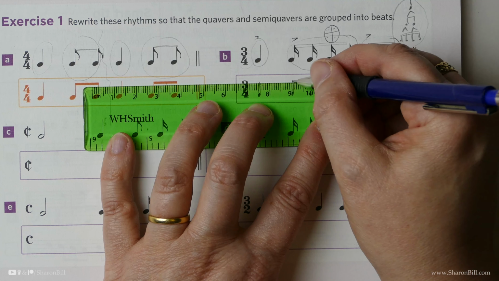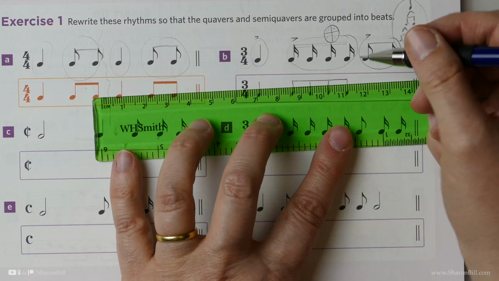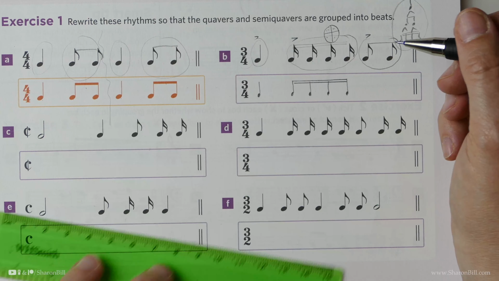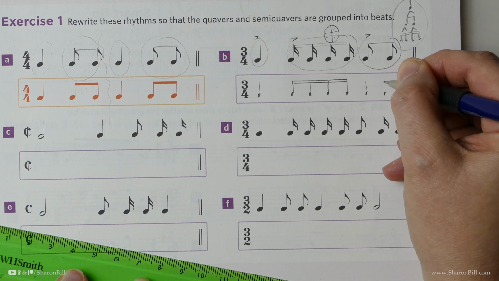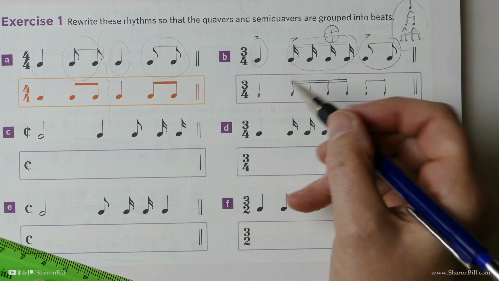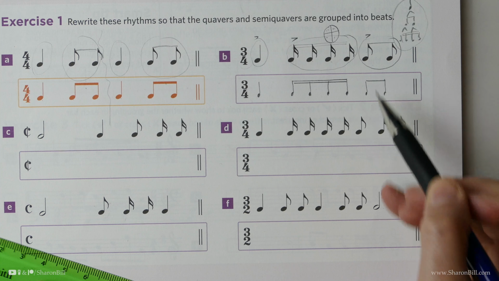Beam them together once, then I can get my stems correct, and then I'll fill in the semi-quaver beam, and that's that. And then 2 quavers, beam those. There we go. So that is so much easier to read. Beat 1, beat 2, beat 3.